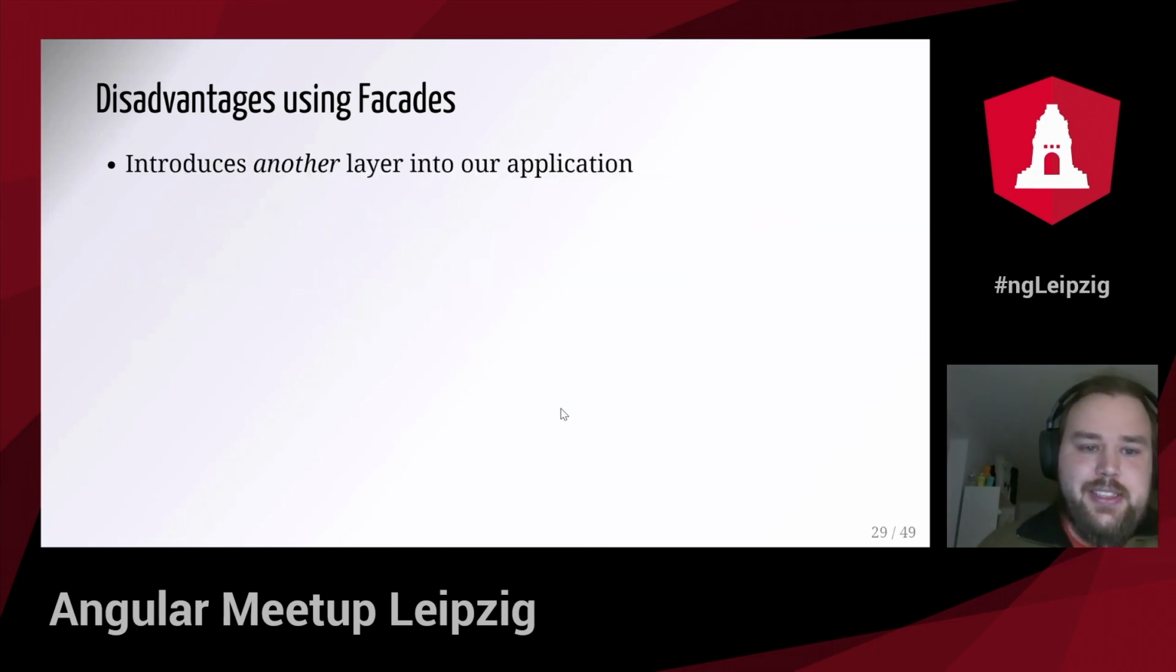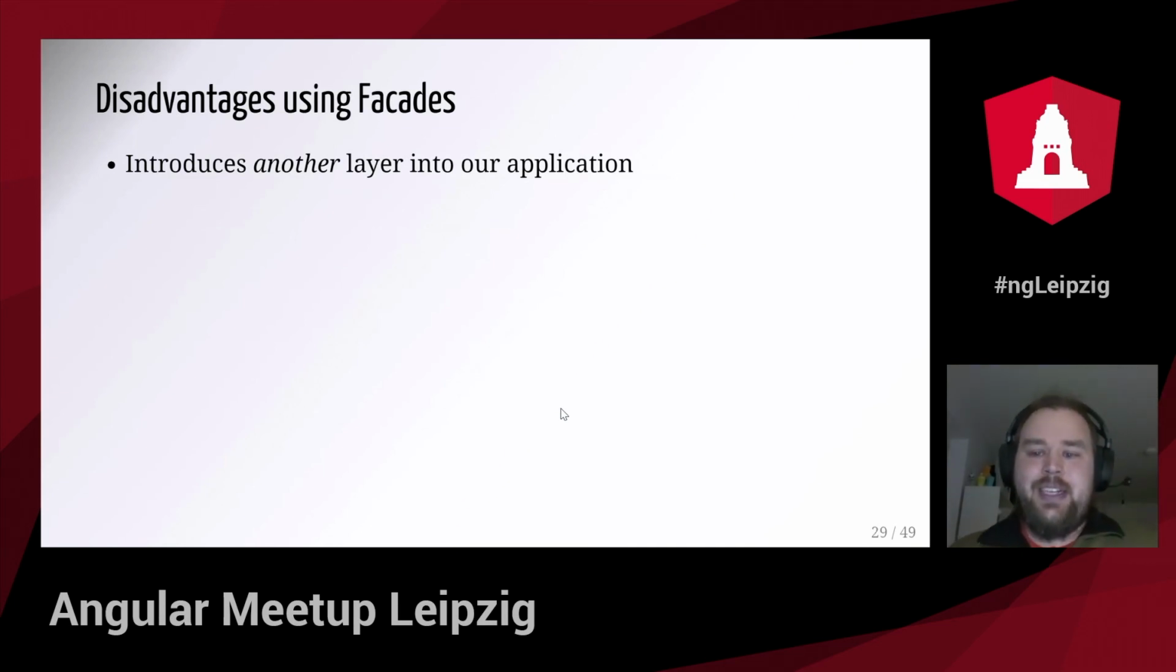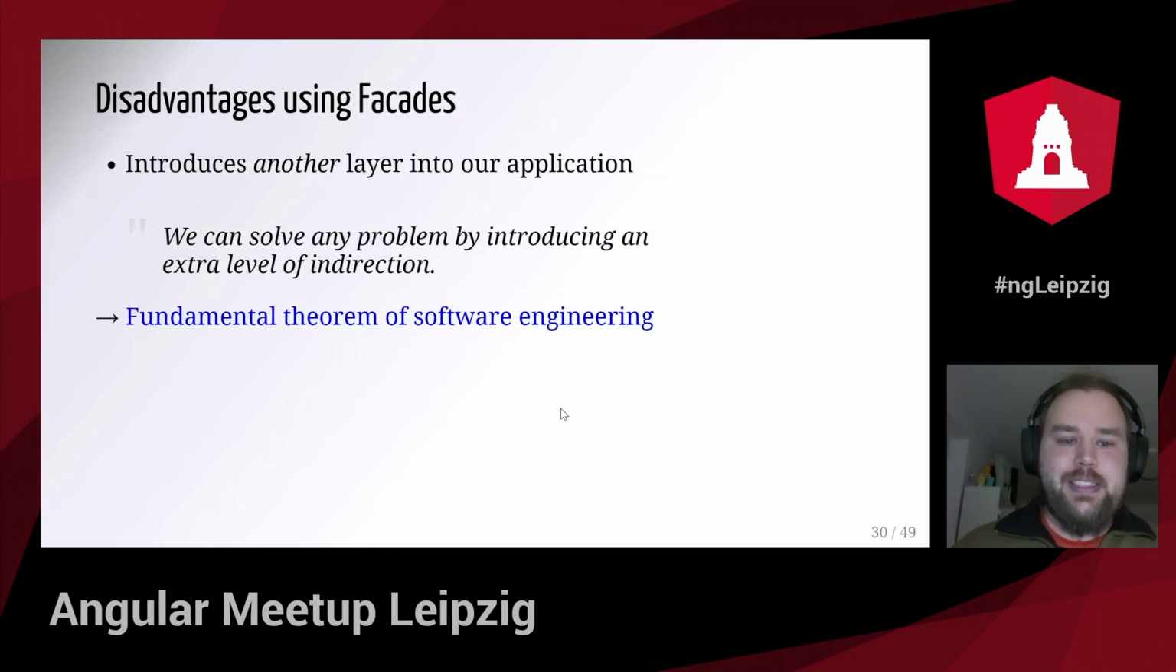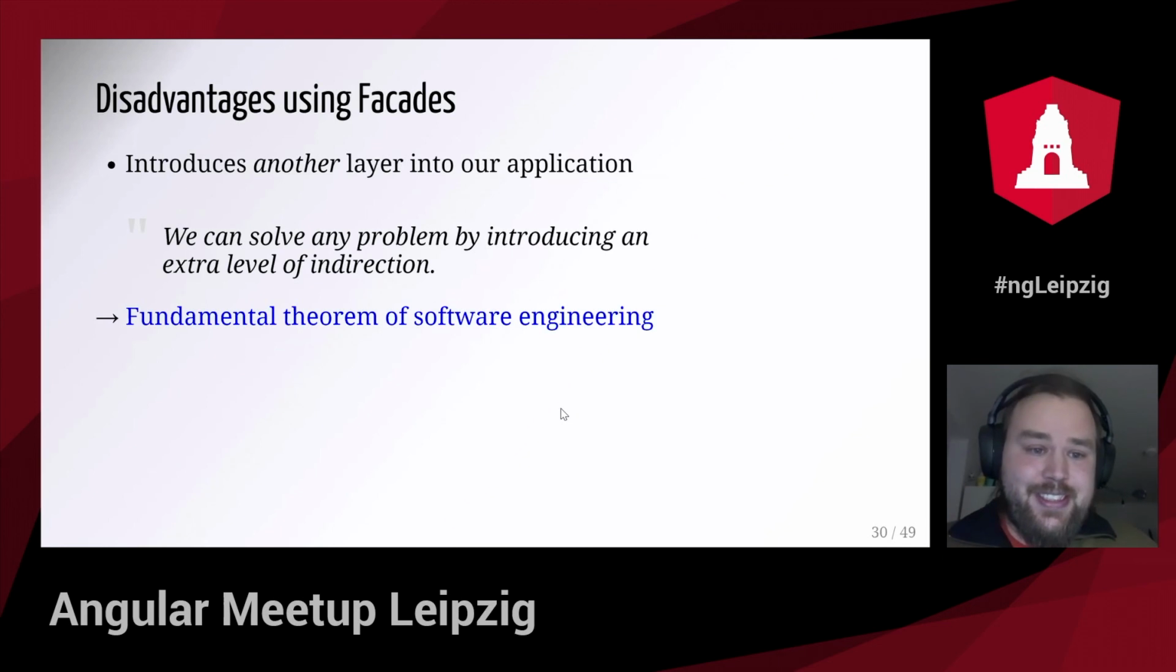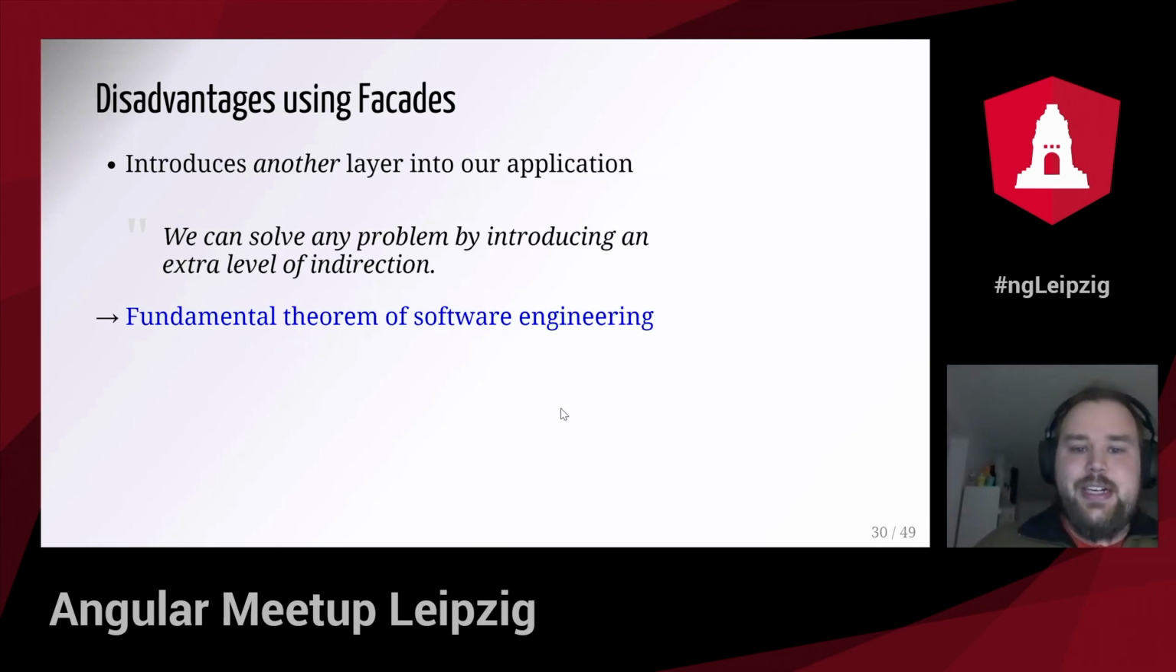And of course, there's the other thing. Facades are yet another layer in your application. So all the things we have been doing on the server side for years, we are now also doing on the client side, introducing another layer to tackle complexity. But there is the fundamental theorem of software engineering, which states we can solve any problem by introducing an extra level of indirection, except, of course, the problem of having too many levels of indirection.